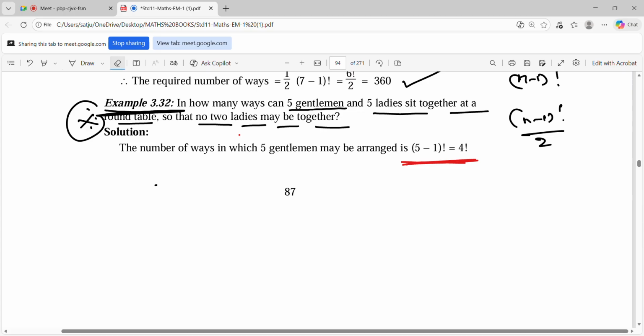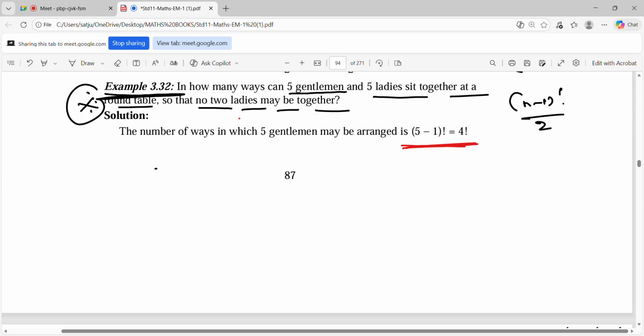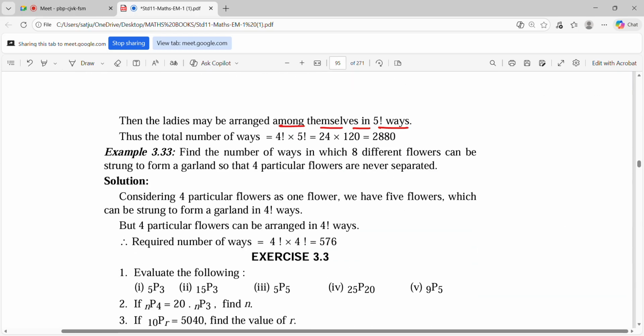When there is a constraint, you have to be very careful. The two ladies must sit together, so in such a situation, what do you need to do here? The ladies can be arranged among themselves in 5 factorial ways. Therefore, 4 factorial into 5 factorial is 2880. Understood, everyone?